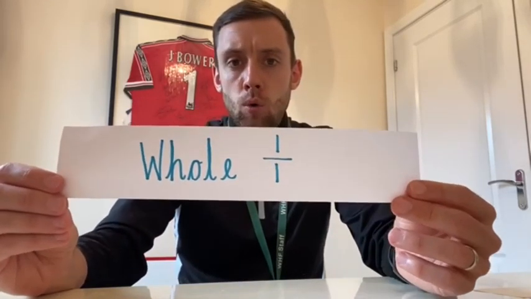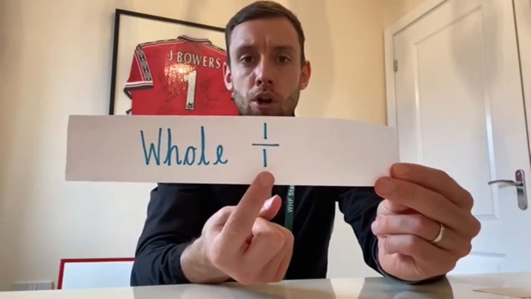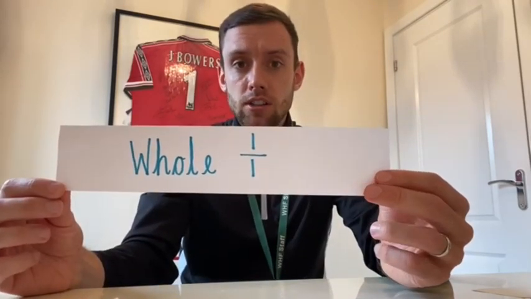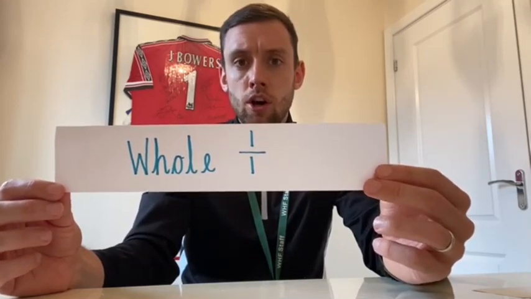What I want you to do with the first strip is write onto it the word whole and the fraction 1/1. Now the reason why we write the fraction 1/1 is because we are only concentrating on one whole part. All right. So again, pause the video if you need to, write the word whole and the fraction 1/1.